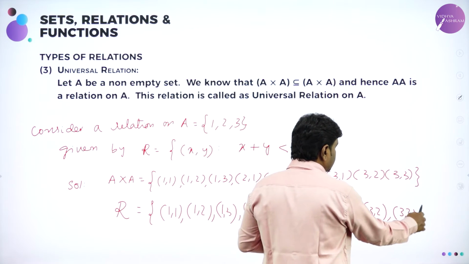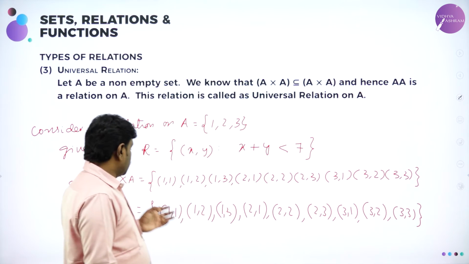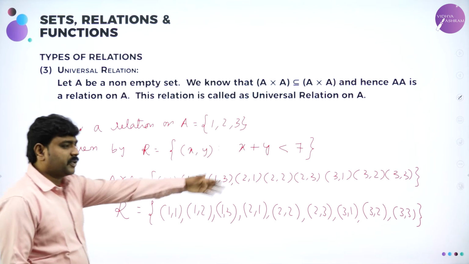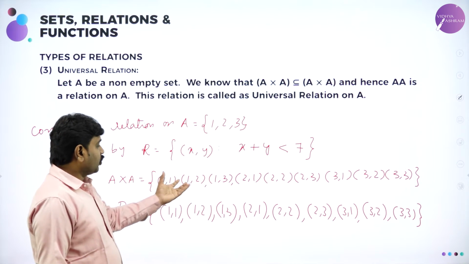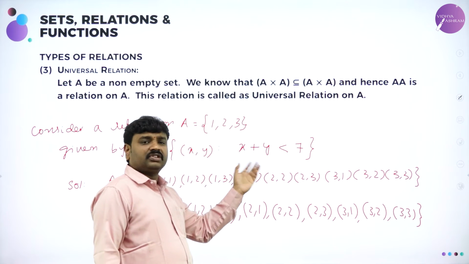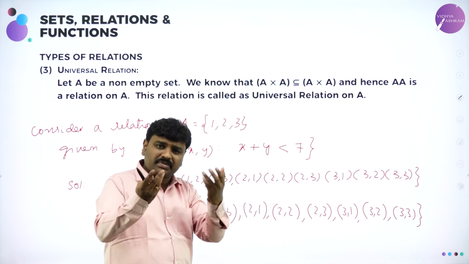3 3 also belongs to the relation. Please observe, I got all the elements because 3 plus 3 is what? 6. 6 is less than 7. I have to pick the elements whose sum is less than 7. All the elements, if you add, the sum is less than 7.